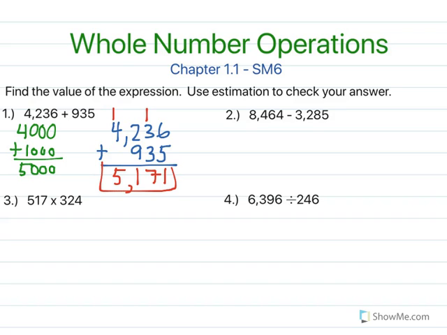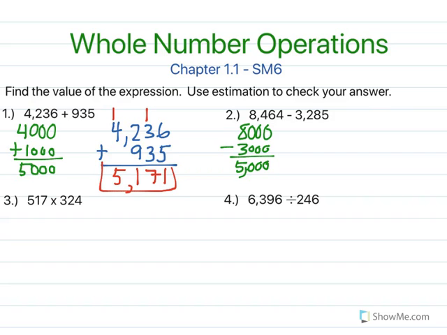I'm going to do the opposite this time. I'm going to do the estimation first and see if my answer is close to it. So again, I'm going to make this very easy. I'm going to change 8,464 to just 8,000. I'm going to subtract 3,000. And oddly enough, I get an answer of 5,000 again for my estimate. This is just giving us a very, very ballpark answer. Again, you could do that in your head. You don't have to write it down. You can do it in your head, it's fine.